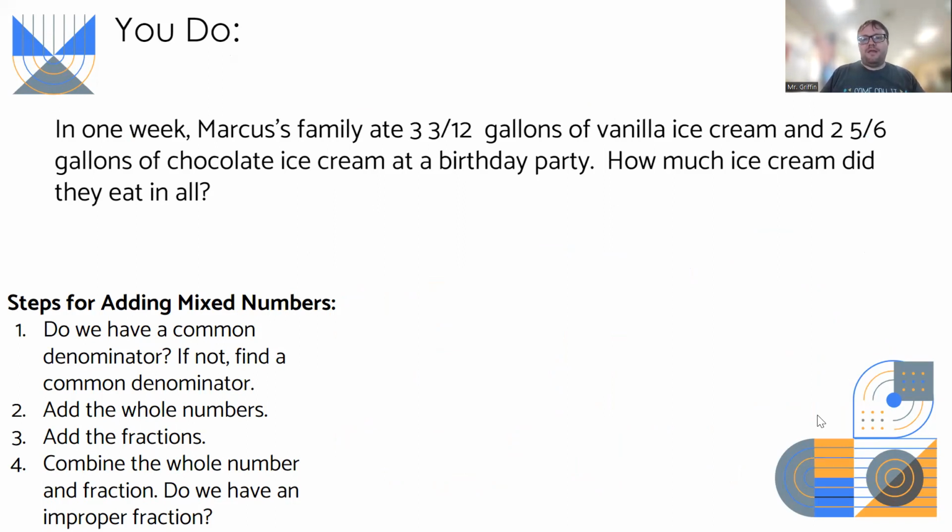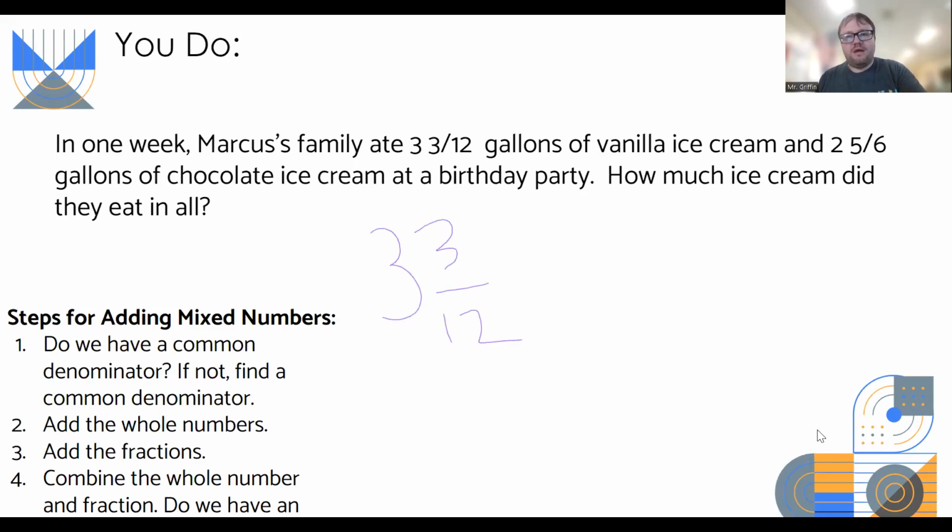Marcus's family ate 3 3/12 gallons of vanilla ice cream and 2 5/6 gallons of chocolate ice cream at the birthday party. How much ice cream did they eat in all? All right, so go ahead and get started. The video should be paused as soon as I finish writing down these 2 numbers, and pause now. All right, the video needs to be unpaused. Hopefully it's been paused. Now that it's unpaused, I will show you how to solve it and then we'll move forward.